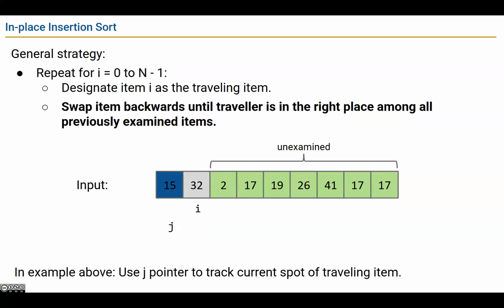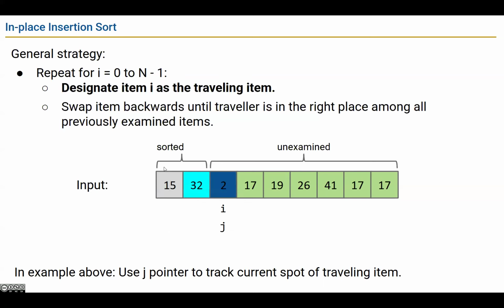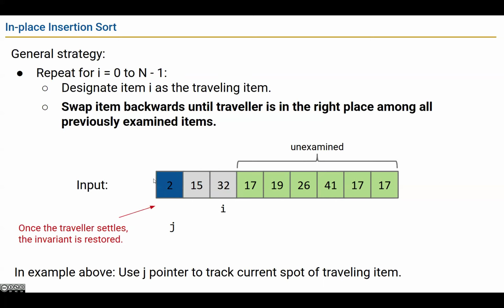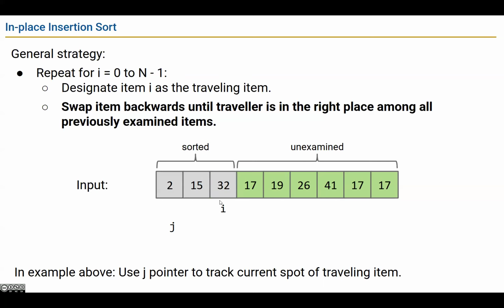In this case, is 15 in the right spot right now? Yeah, it's the smallest item in its list. There's nothing else to move. So it stays there, and now it's in the sorted spot. Now we look at 2. We compare to 32. Should it swap? Yes. What about now? Swap. And after we finish swapping, this portion is sorted again.